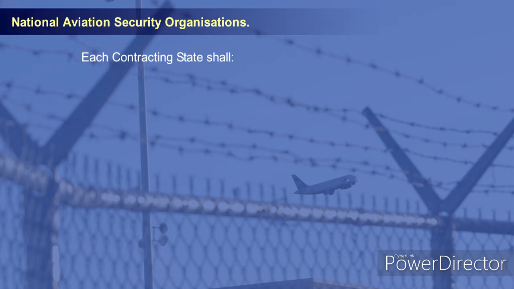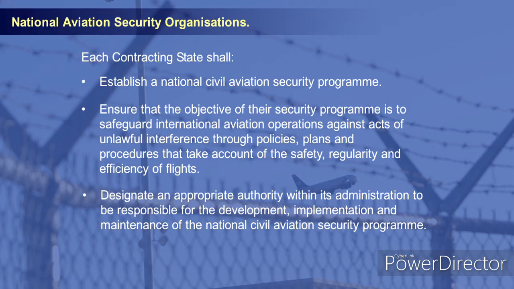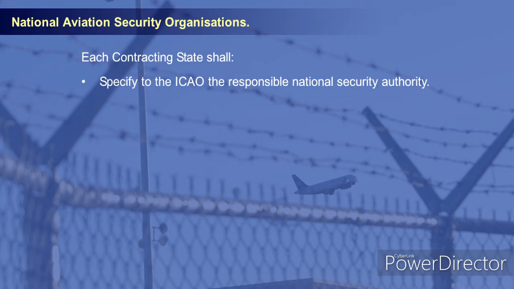Each contracting state shall establish a national civil aviation security programme, ensure that the objective of their security programme is to safeguard international aviation operations against acts of unlawful interference through policies, plans and procedures that take account of the safety, regularity and efficiency of flights. Designate an appropriate authority within its administration to be responsible for the development, implementation and maintenance of the National Civil Aviation Security Programme. Specify to the ICAO the responsible national security authority.